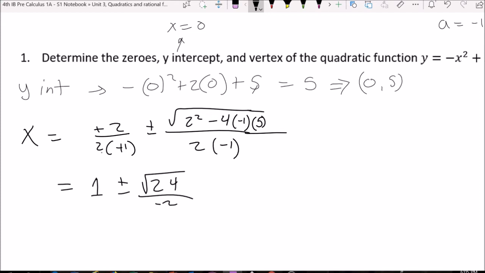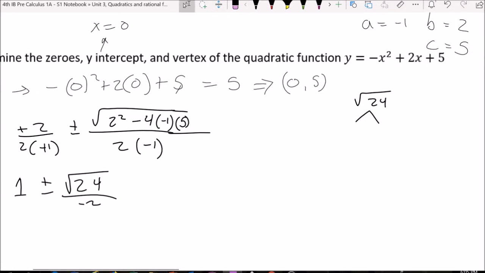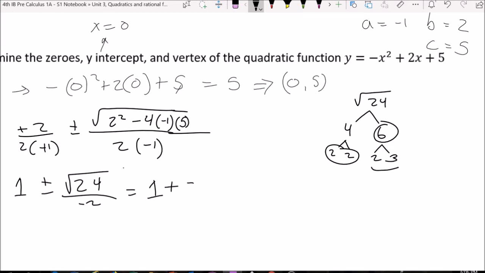And let's keep going. We need to break down that 24. I'm going to remind you how to make a factor tree over here real quick. We do need to simplify the radical. So let's break 24 down into, how about 4 and 6? So 2 and 2, 2 and 3. So we have a pair of 2's here, and the 2 and the 3 are just leftovers, so we're going to go back and keep the 6. That tells us that we can rewrite this as 1 plus or minus 2 root 6 over negative 2.